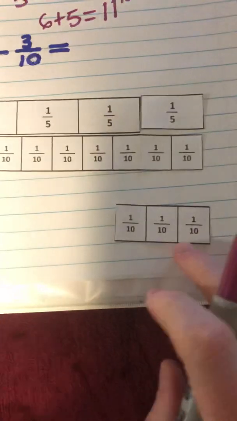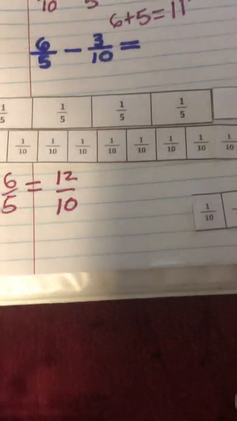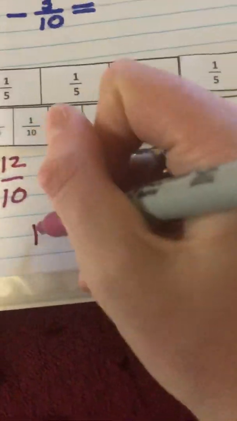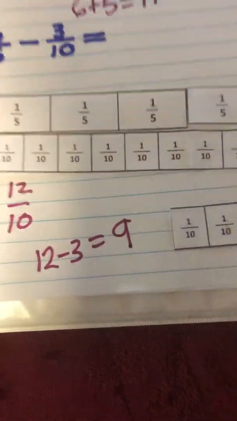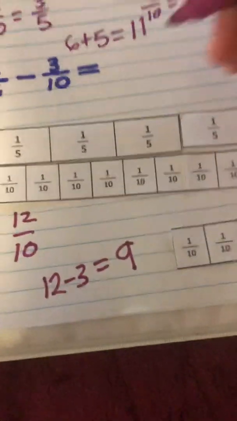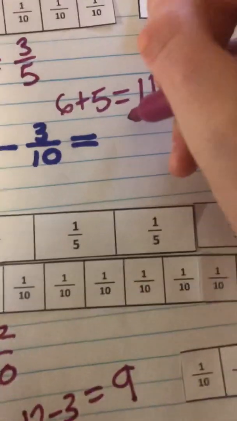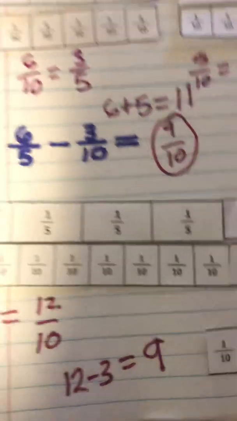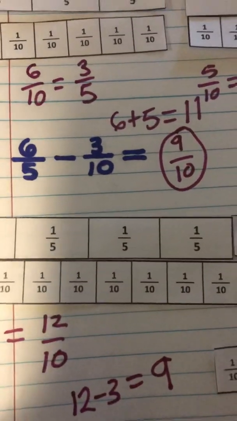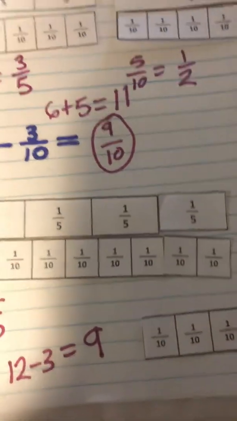Now since we already have this one figured out, all we have to do is subtract the top numbers. 12 minus 3, which equals 9. So if 9 is the top number and we have our denominator, that must mean that it's 9 over 10, which means that 6 over 5 minus 3 over 10 equals 9/10.